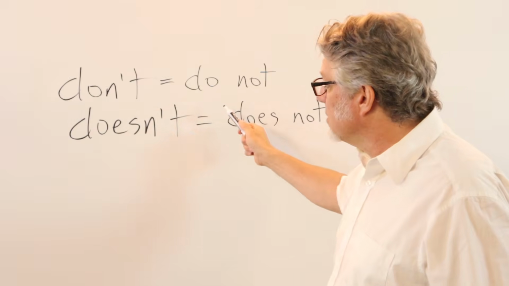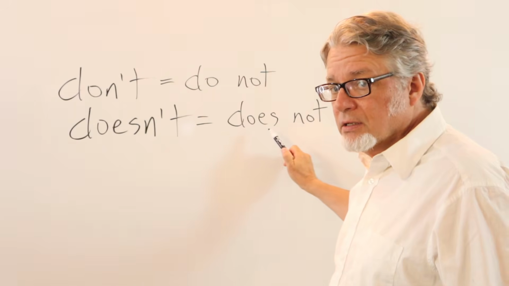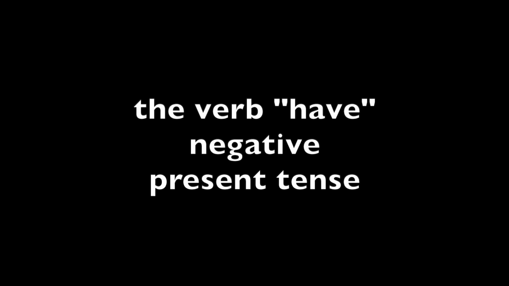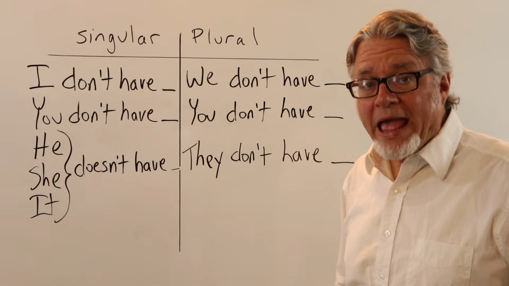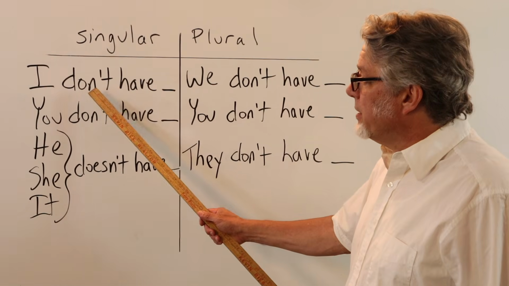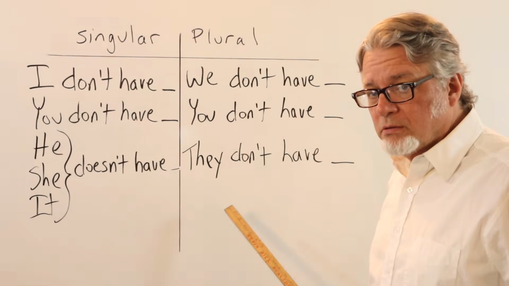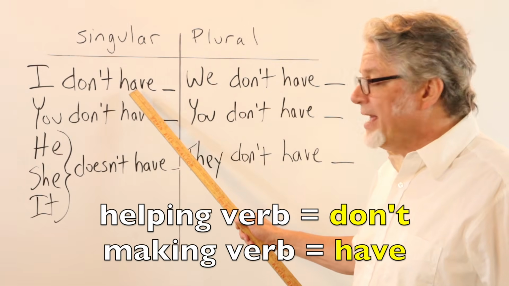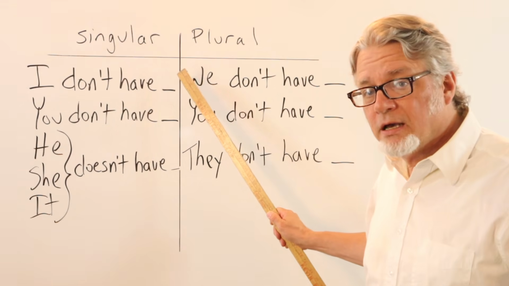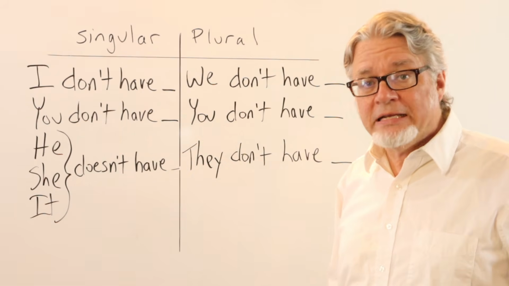Don't, do not, doesn't, does not. For the verb have in the negative present tense, here's the singular and then here's the plural. I don't have, and then here you'd put an object of some kind because of the verb have. You need an object.